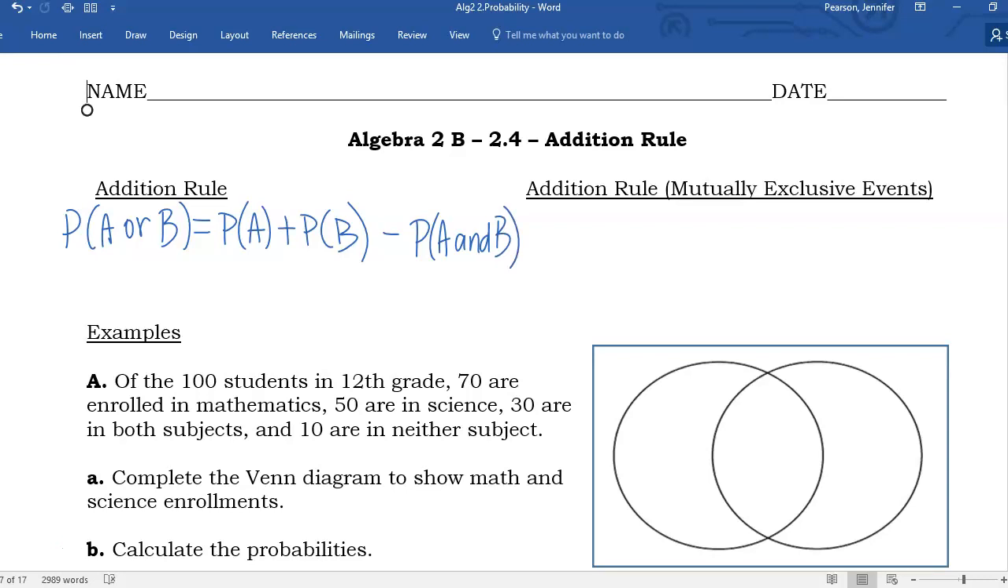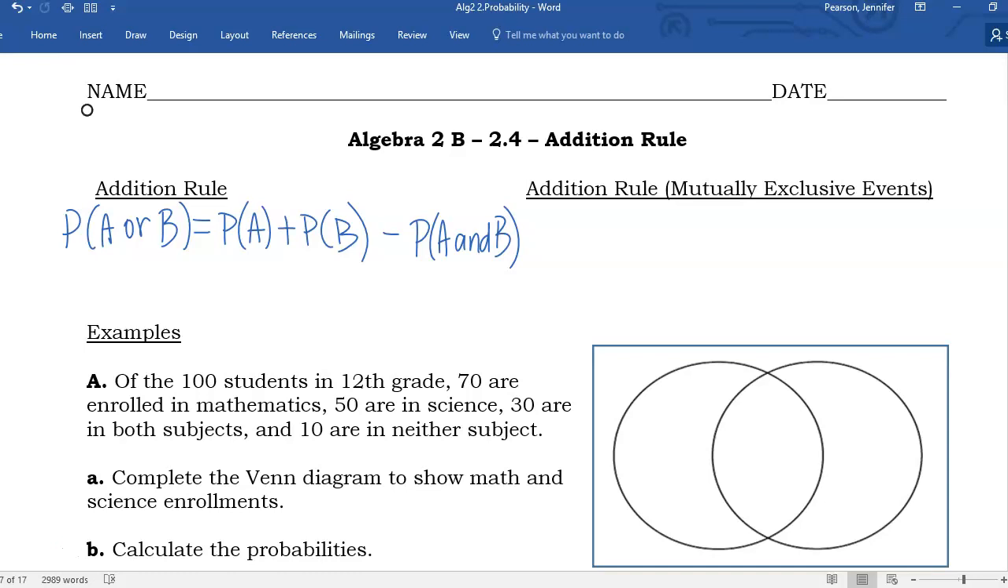Now, sometimes events overlap. You can kind of even preview in this first example. You can be a math student, like if you're in math first hour. Then you could be a science student, like if you're in science second hour. Or you could not have math and science anywhere in your day. Or you could have just one, just the other. So sometimes there's an overlap, sometimes there's not.